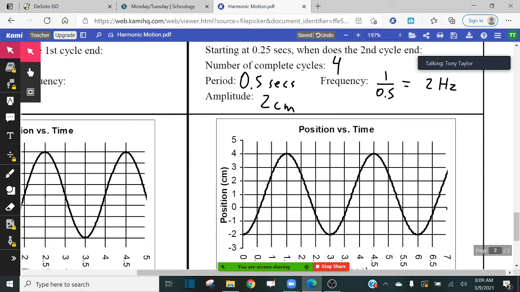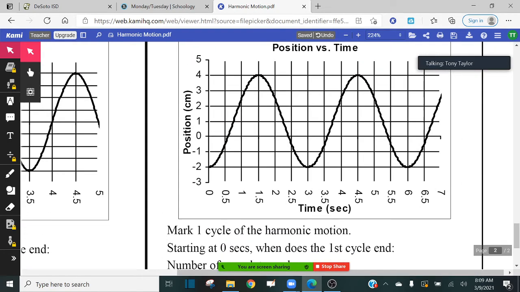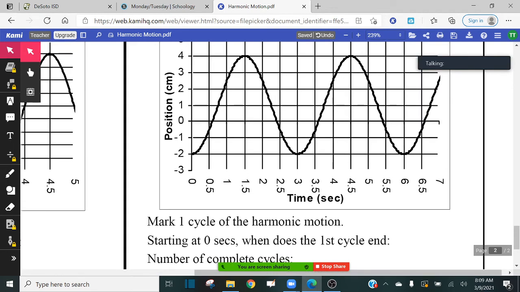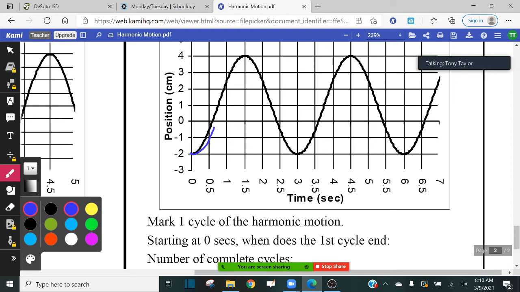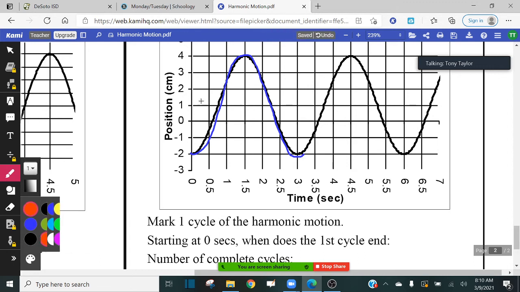Let us look at one more example. Let us look at this example right here. First off, how many cycles of harmonic motion do we have here? Let's just count how many times the graph repeats itself. You notice the curve starts here and it goes like this. You see that right there, that's one cycle. How do I know that's one cycle? Because immediately after this point right here, notice how the curve starts to repeat itself. So that right there, that's 2 cycles.